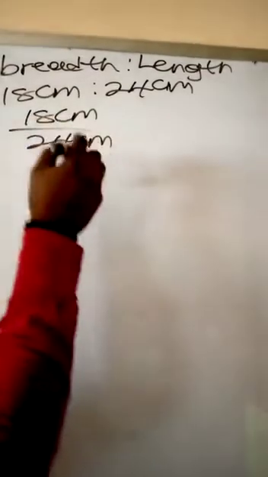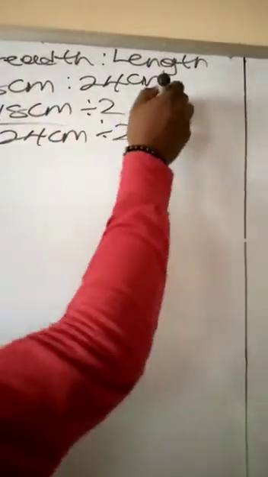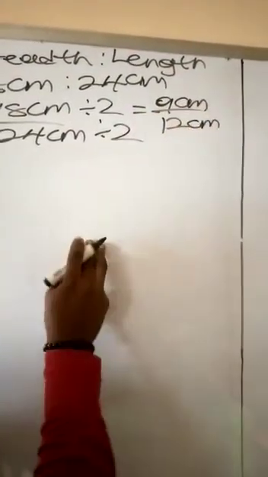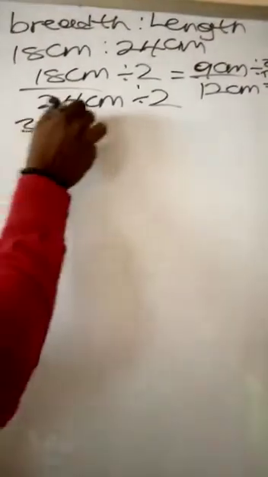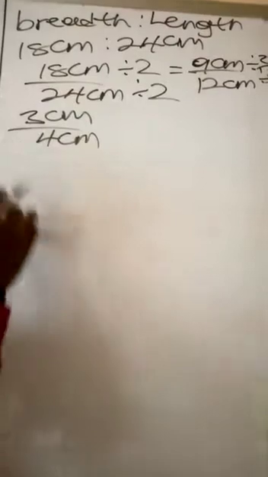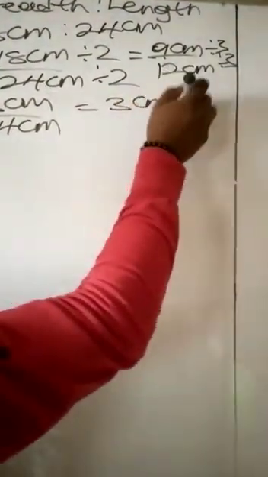Look for a common factor that can go into the two numbers. 2 can go into both. That gives us 9 centimeter over 12 centimeter. Another common factor that can go is 3. 3 can go into both. That gives us 3 centimeter over 4 centimeter. We now express this fraction as a ratio. That will simply be 3 centimeter ratio 4 centimeter.